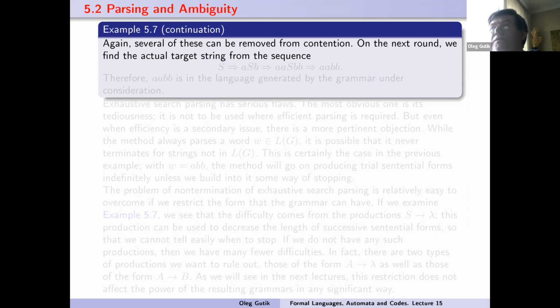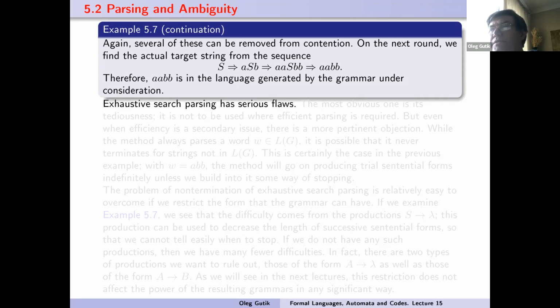On the next round, we find the actual target string from the sequence S into a S b into a a S b b into a a b b. Therefore, the word aabb is in the language generated by the grammar under consideration.